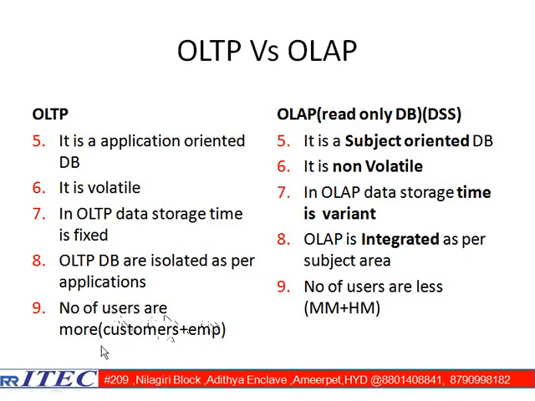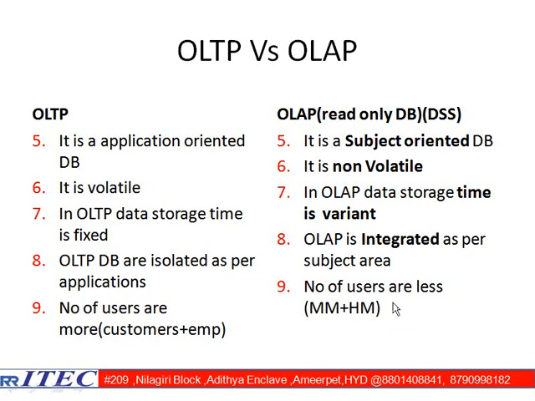Now, the number of users is more here, that is customers plus employees. The number of users is less here, that is middle-level management and high-level management. What is the meaning of this one? Tell me. Who are the people using ATM machines, sir? Every employee of the bank and each and every customer is using the ATM. Yes or no, sir? For the ATM application, what database is in the backend? OLTP database. Can I say indirectly all employees and all customers are using OLTP or not?